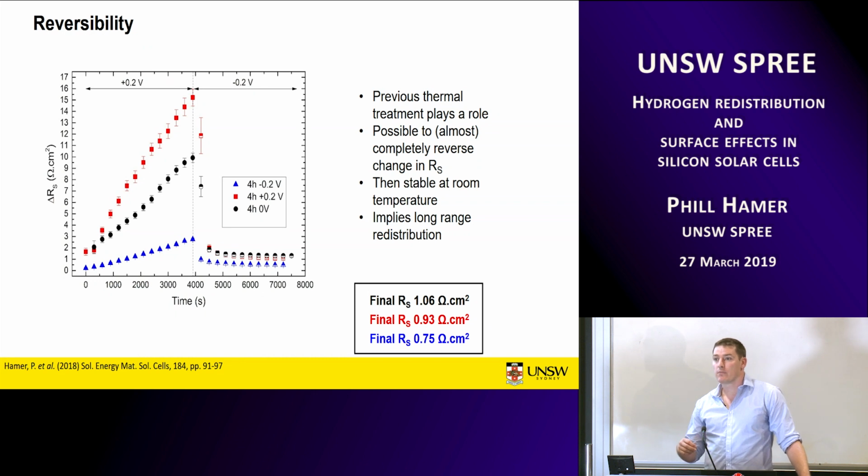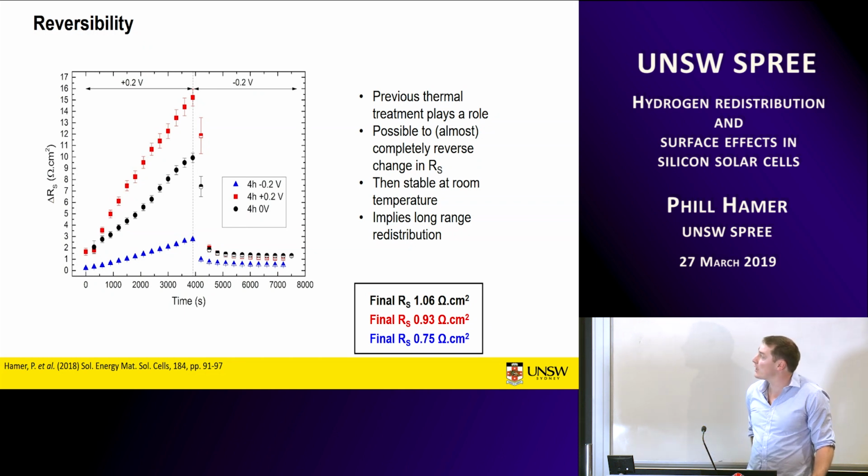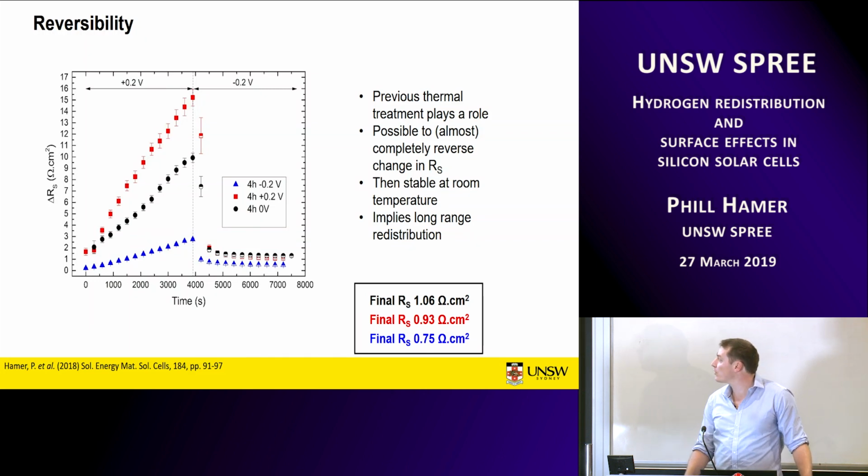If you take the same cell and put it back under forward bias, if it was previously under forward bias, we seem to see it go up faster. So there's some long-term or long-range effect from our process. But we can then apply reverse bias at the end and almost completely reverse this increase, which is a usual fingerprint of hydrogen's involvement. And usefully, if we do reverse the increase in series resistance by applying a subsequent bias, we then don't see a significant increase in series resistance at room temperature. We started out with values of about 0.6, so rather than going up by orders of magnitude, you've gone up by a very small amount.